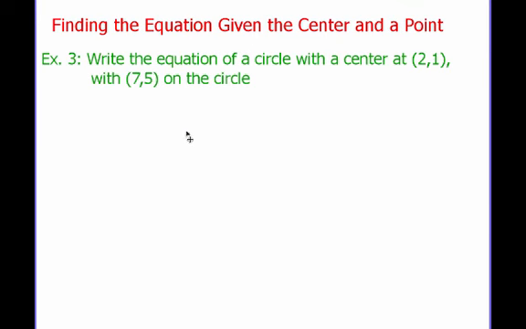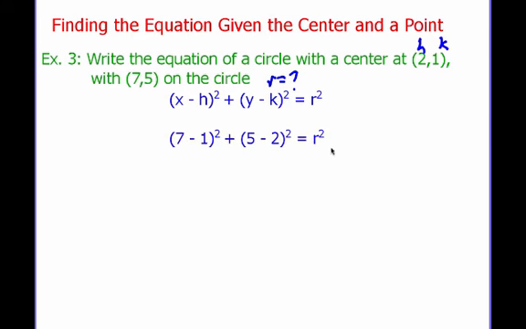Now how about, for example 3, what if we were given the center and a point? All right, so we're going to write the equation of a circle with a center at (2, 1) with (7, 5) on the circle. So we know our center. Here's h, here's k. But what we don't know is what our radius is. All right, so let's work this out. We know (x - h)^2 + (y - k)^2 = r^2. Now, to figure out what r squared is, we know h and k are, oh, I actually got this backwards.